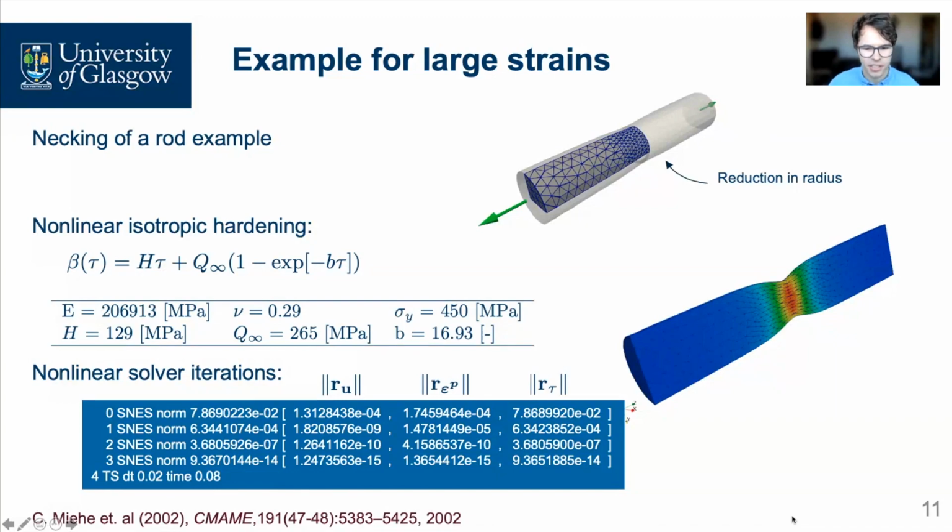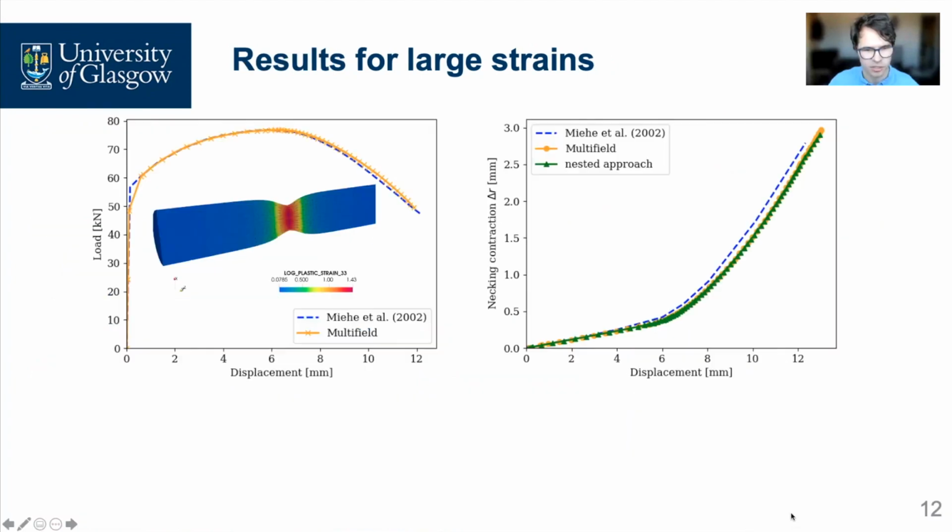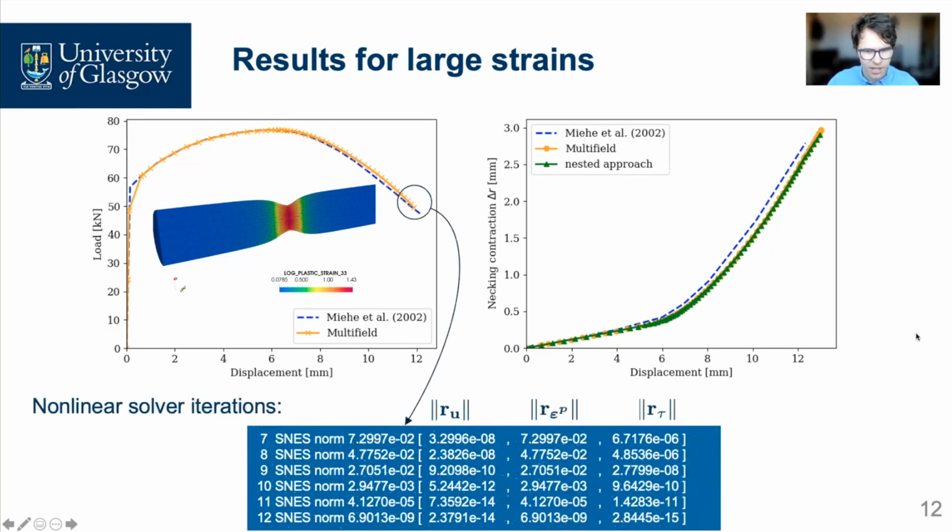Again, if we look at the iterations of the nonlinear solver, we can see now that indeed the first one requires more iterations because we are applying the finite strain nonlinear kinematics for our displacements. Comparing our results with literature, we get very good agreement. On the left, we see the load displacement curve. On the right, we have the necking contraction versus displacement. Additionally, we compared with exactly the same mesh using the standard nested approach implemented in MoFEM, and we get a perfect match. However, one thing to note is that not everything is so great here.